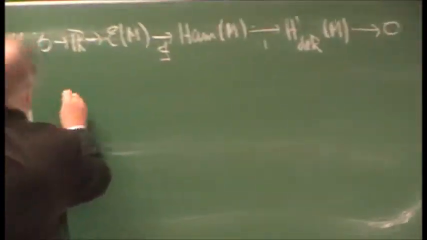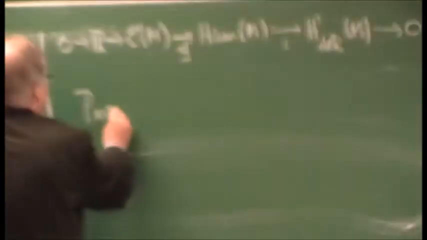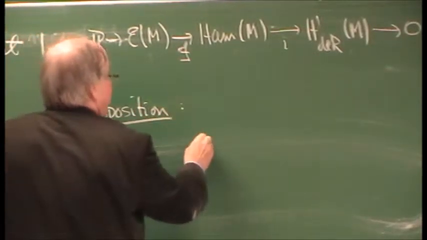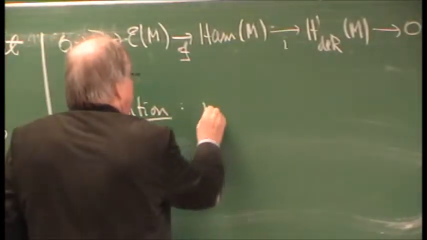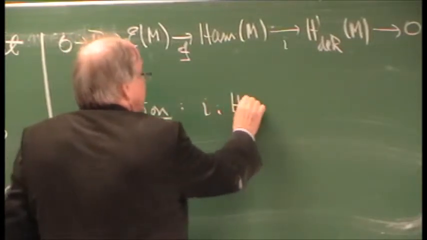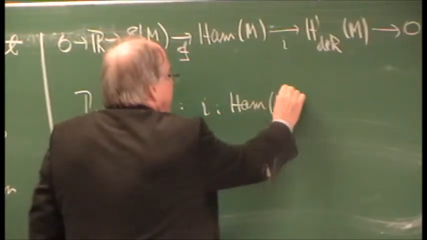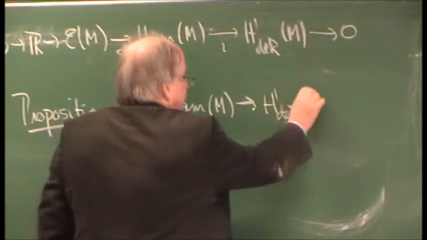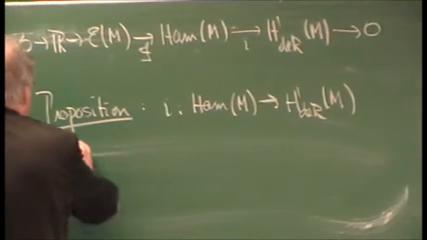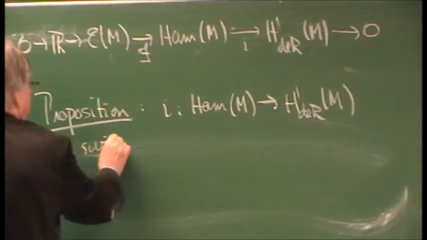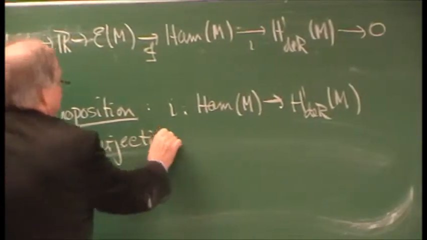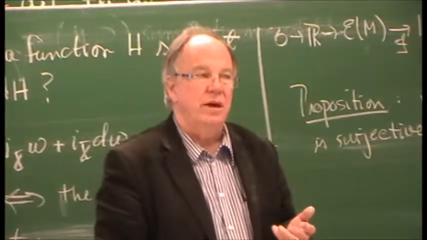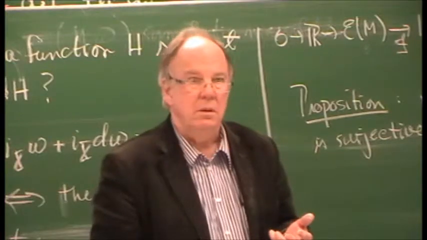So the last thing is a little proposition I'll write here below, and then maybe you can prove it. The iota from Hamiltonians, this is very interesting, to de Rham cohomology is surjective. This is really very interesting to me. It says you can realize all of de Rham cohomology by Hamiltonian mechanics.